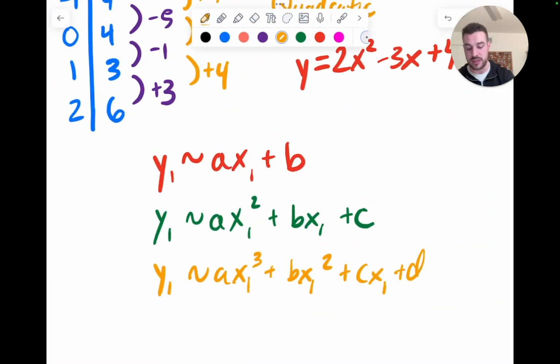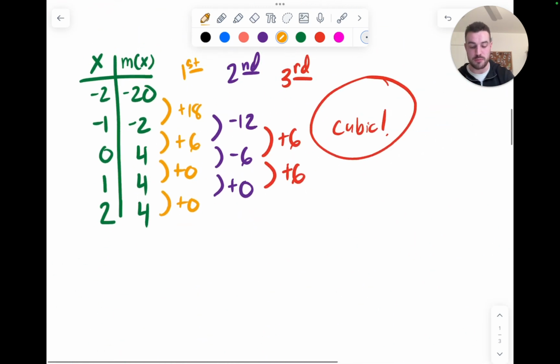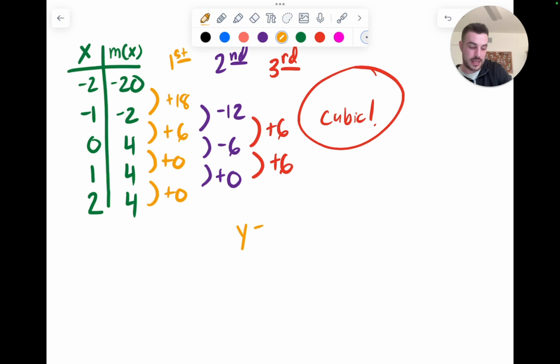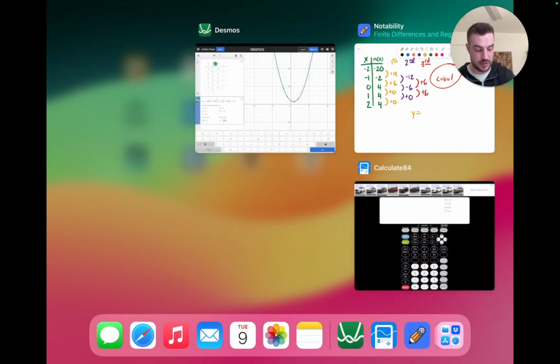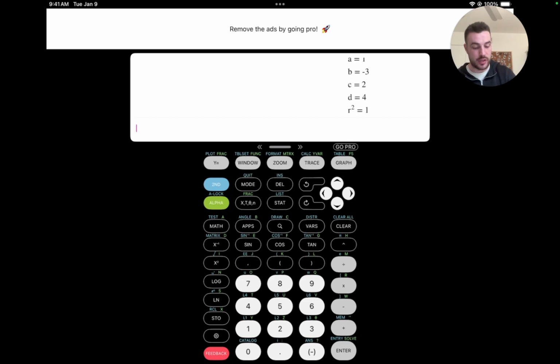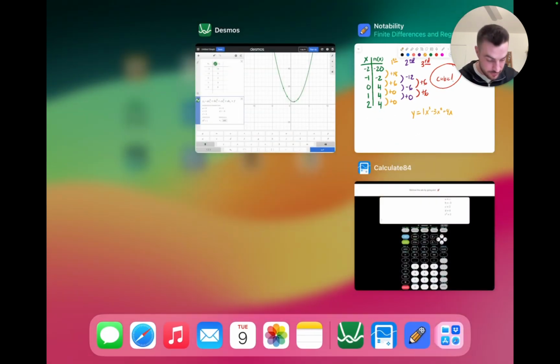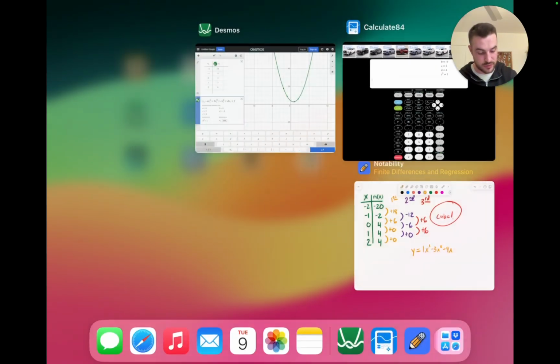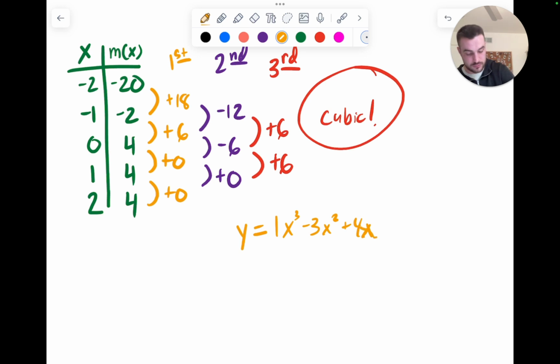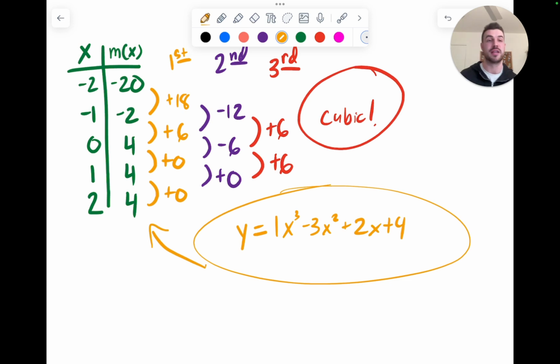So I can go back over here. My regression model from my calculator told me it is y equals, let me double check what those are, 1, -3, 2, 4: x to the 3rd, -3x squared, plus 2x plus 4. So this is the regression model for the table right there. All right, it is really that easy.